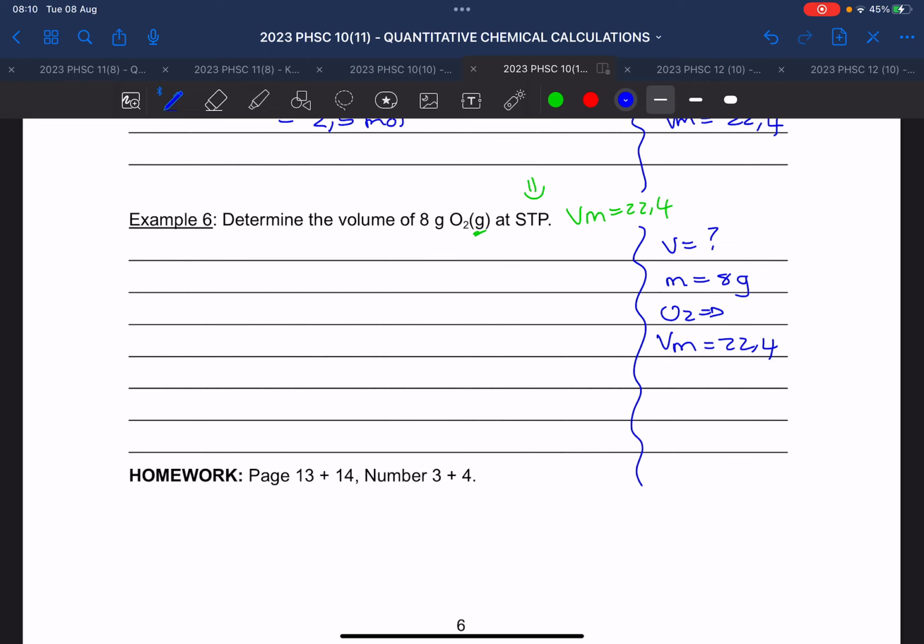Let me do some planning. What formula am I going to use? They ask for volume, so I'm thinking I'm going to use this formula here. In that formula, I have that because I'm at STP. They ask for the volume, so I need to figure that out. So I need the mole. Do I have the mole? No. I need the mole.